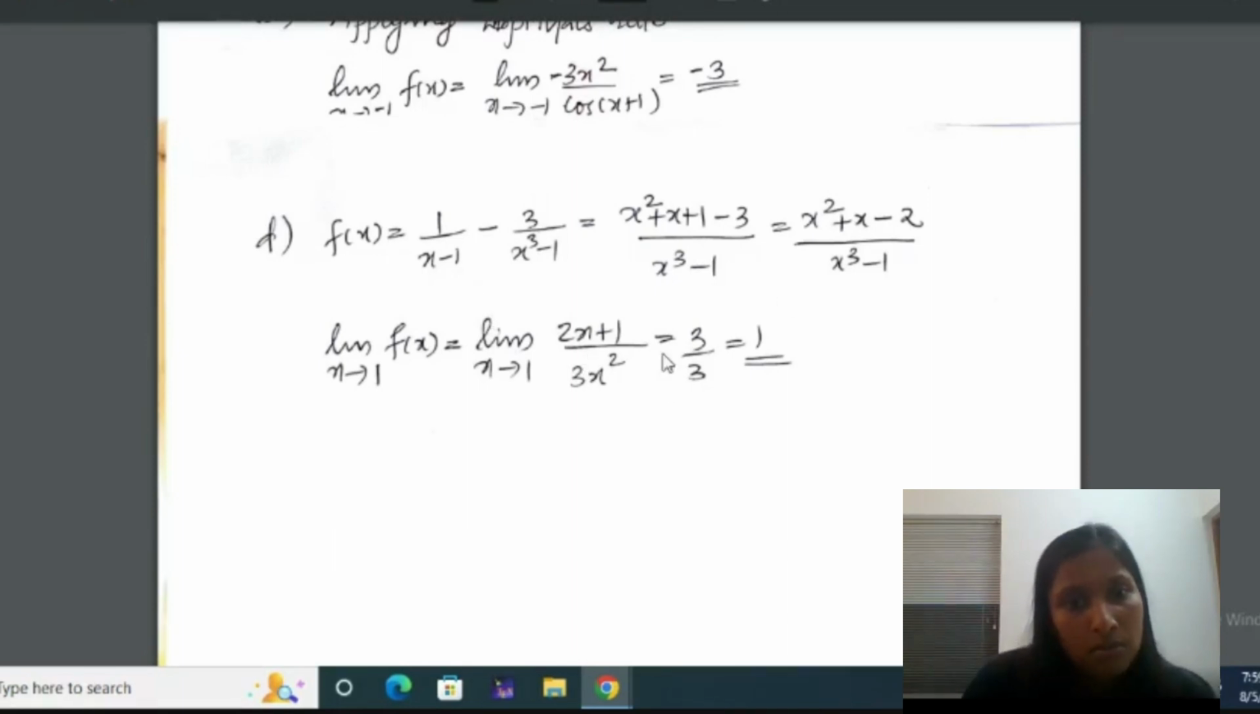So it will have 0 by 0 form, I think. So just taking the derivative of the numerator and denominator, we will get (2x plus 1) by 3x square. So it will be 3 by 3, which is 1.